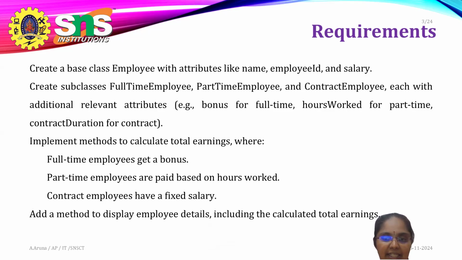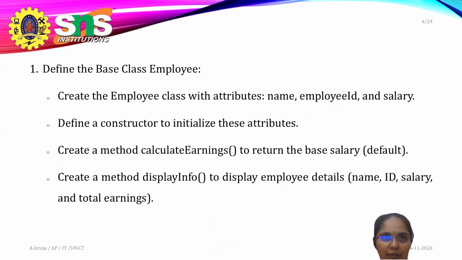The final thing is we have to implement the method to calculate the total salary. A full-time employee gets the bonus. Part-time employees are paid only based on the number of hours worked. Contract employees have a fixed salary. Here, we're going to use a method to display these details, like employee details along with their current earnings. These are the requirements given by the company to execute this particular payroll system.